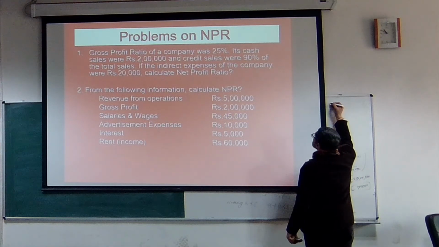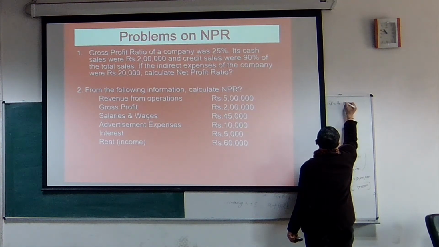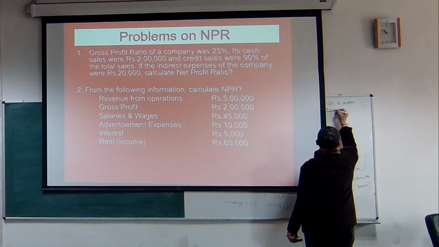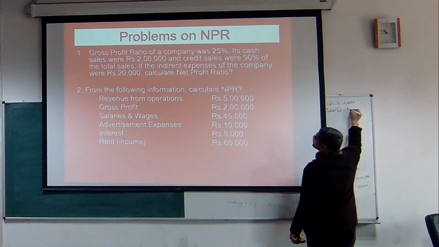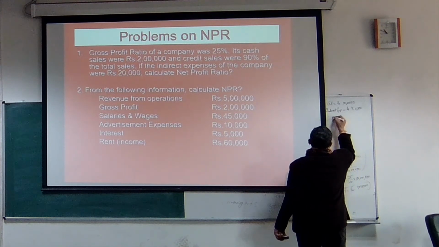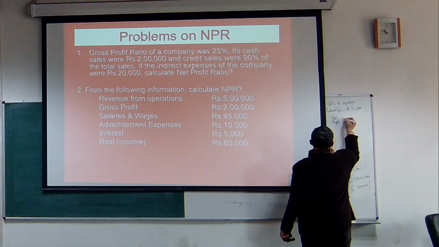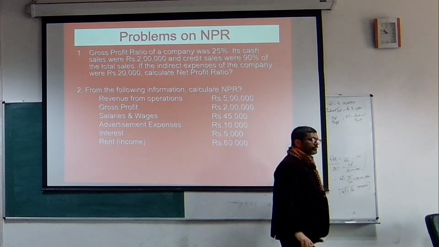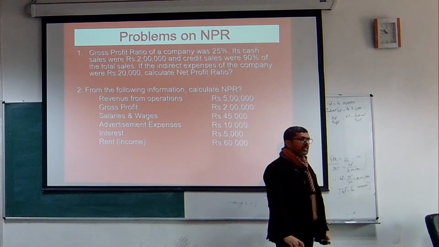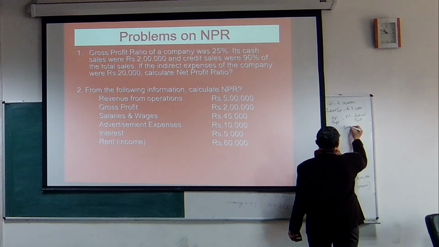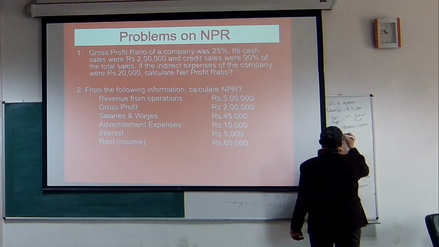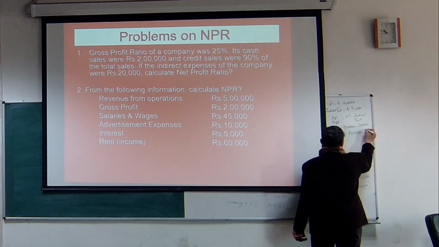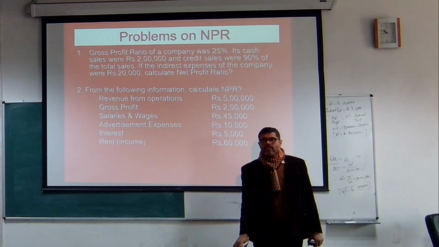So gross profit is 5 lakh. Indirect expenses is given to us in the problem, which is equal to rupees 20,000. Therefore, net profit is equal to gross profit minus indirect expenses, which is equal to 5 lakh minus 20,000. So therefore, net profit is equal to rupees 4,80,000. Is it okay? Clear? Right.